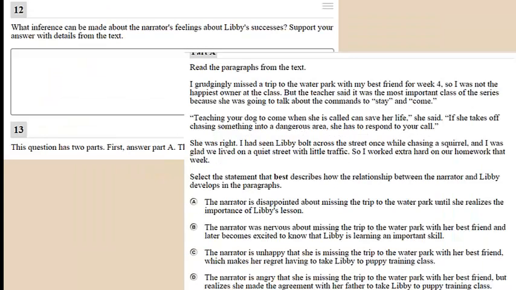Number 12 requires students to write. I'll place the rubric on a future slide. In the meantime, let's check out number 13.